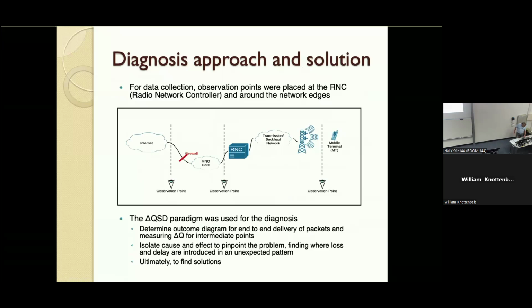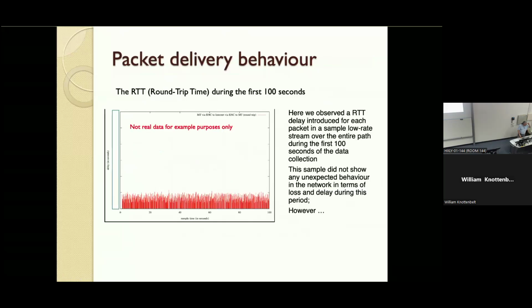Okay, so here's the structure of the system. On the right, we have the mobile terminals. We have the transmission backhaul network, the radio network controller, the MNO core, and the internet. Okay, so we put in observation points. Again, we look at end-to-end delta Q and we diagnose to pinpoint the problem, okay?